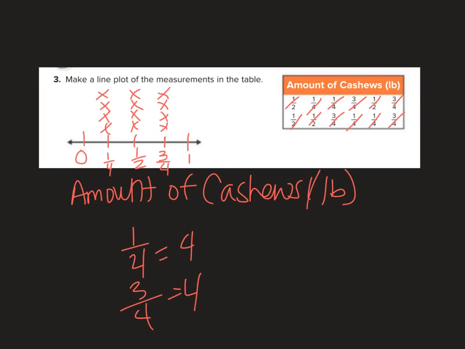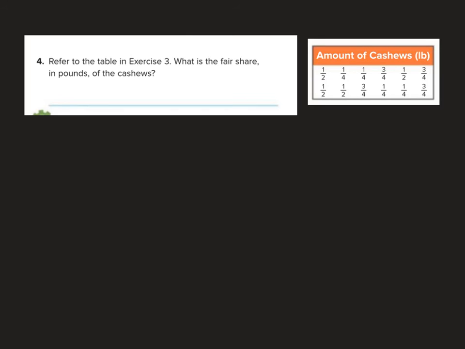All right, let's keep moving. Refer to the table in exercise 3. Of course they're going to do fair share. I got too excited here. All right, so we know there's 4 of each. So I need to do 4 times 1/2, 4 times 1/4, and 4 times 3/4. Remember, we always put 4 over 1.